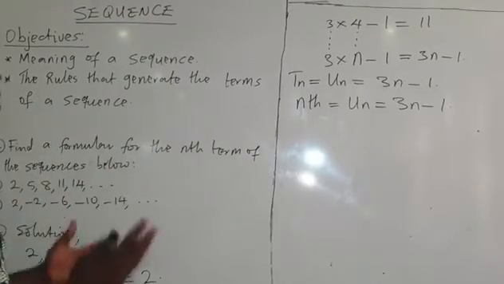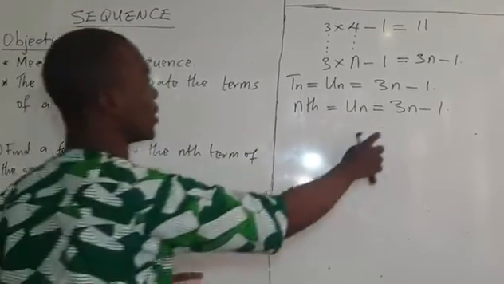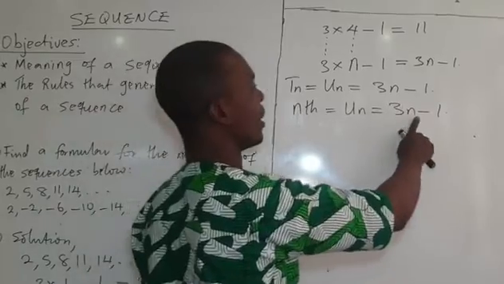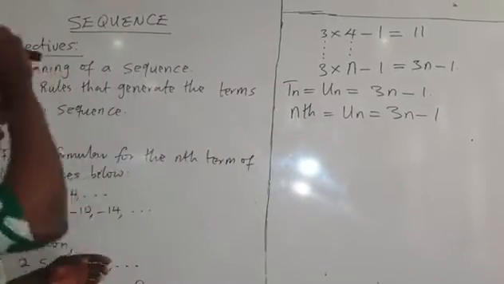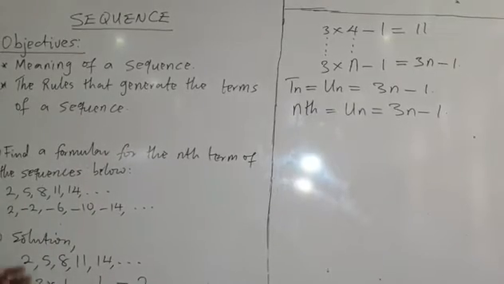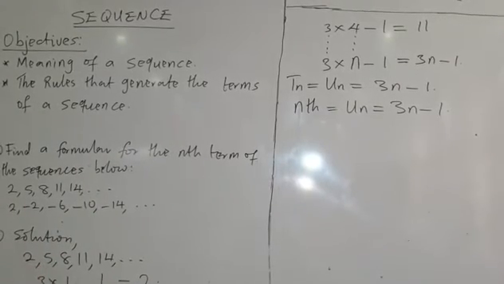If you are looking for the 20th term, when n is 20, just put it here. 3 multiplied by 20, that is 60. 60 minus 1, 59. So the 20th term will be 59. That is that for the A part of the question.